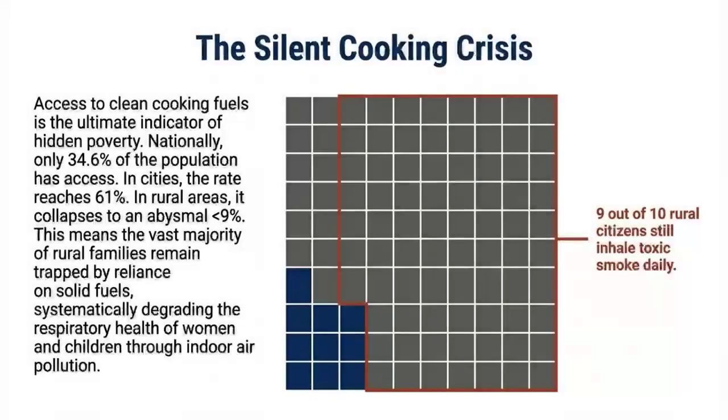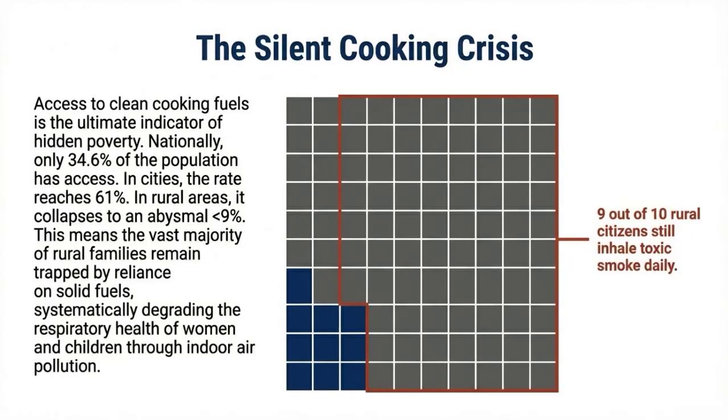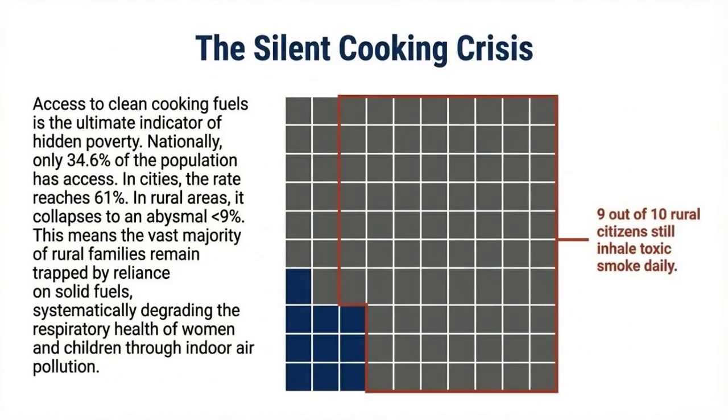Right, because slide 7 zeroes in on an even more visceral metric for basic human well-being, cooking fuel. Yes. This is what the researchers explicitly label as the ultimate indicator of hidden poverty. And the source material visualizes this in a way that is just visually devastating. They use a waffle chart. A 10 by 10 grid.